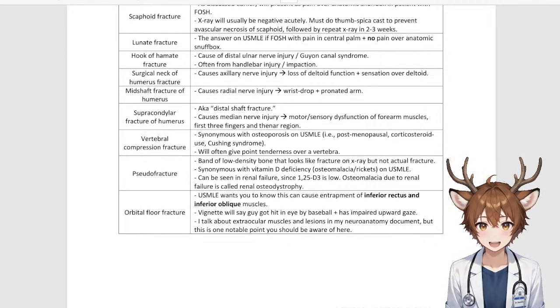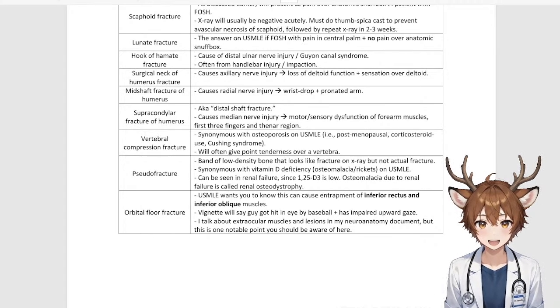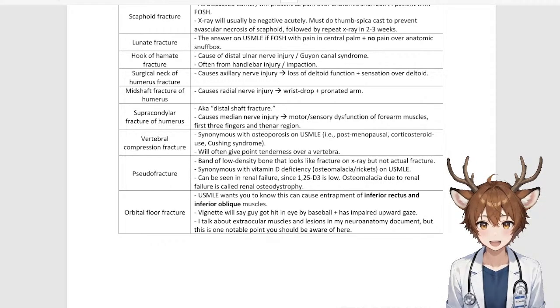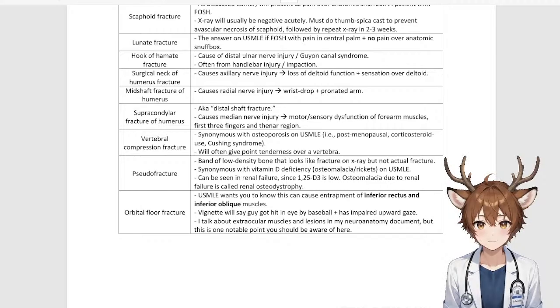Vertebral compression fracture, synonymous with osteoporosis in USMLE, that is to say postmenopausal, corticosteroid use, Cushing syndrome, will often give a point tenderness over a vertebra.